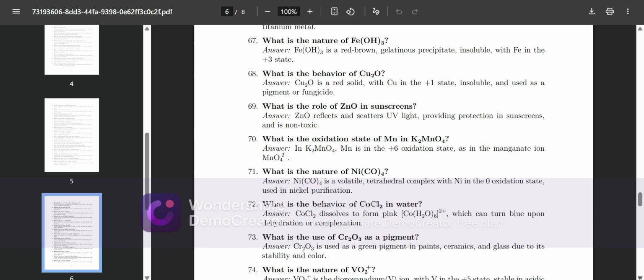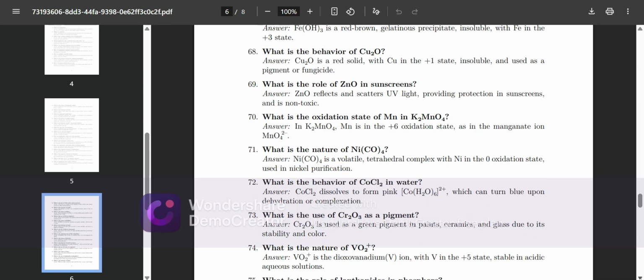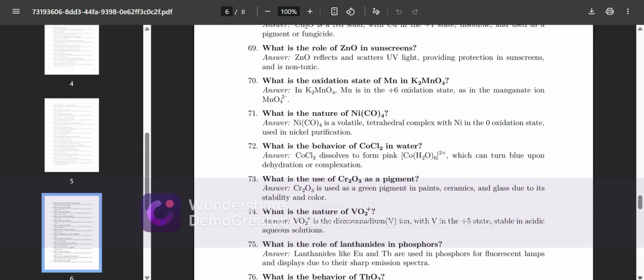What is the nature of Fe(OH)3? Fe(OH)3 is a red-brown gelatinous precipitate, insoluble, with Fe in the +3 state. What is the behavior of Cu2O? Cu2O is a red solid with Cu in the +1 state, insoluble and used as a pigment and fungicide.